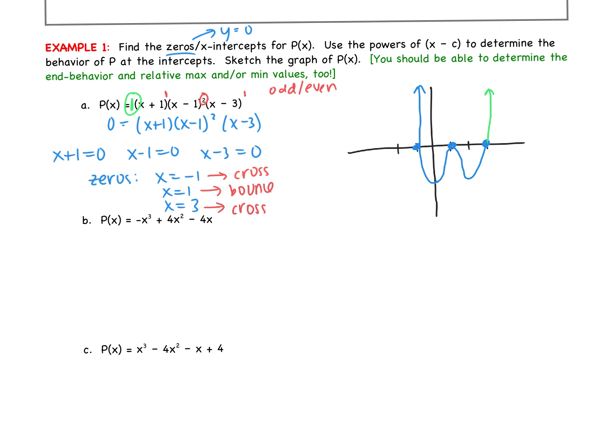Now, we need to do a mental check. Based on just looking at our graph, should the degree of our polynomial be even or odd? Looking at the graph. Even. How do we know?